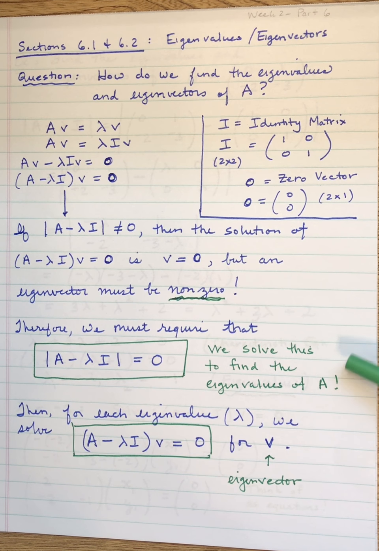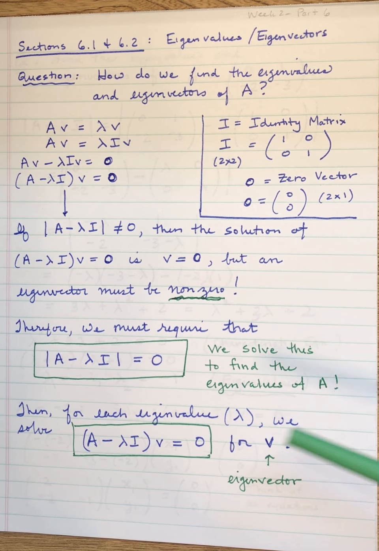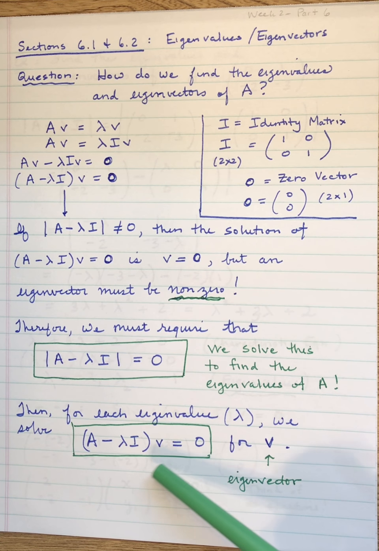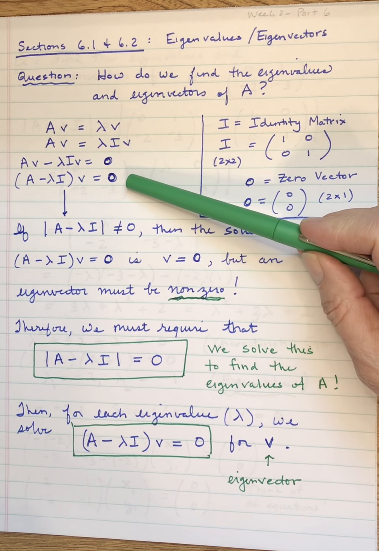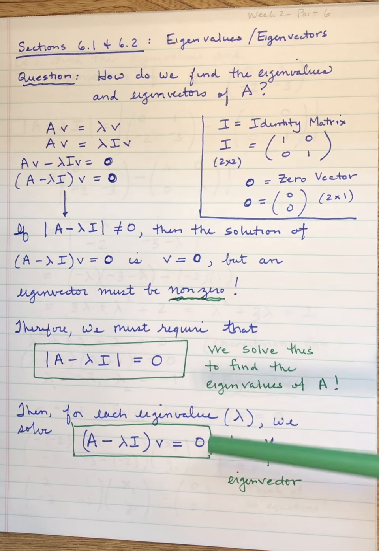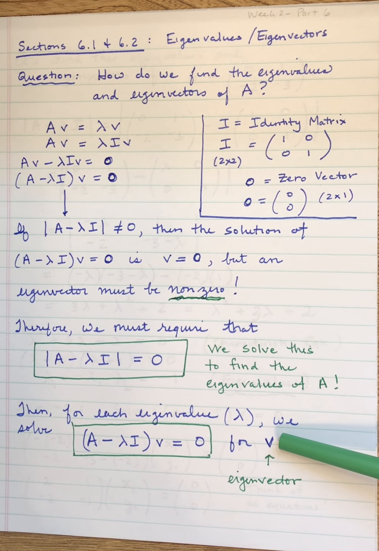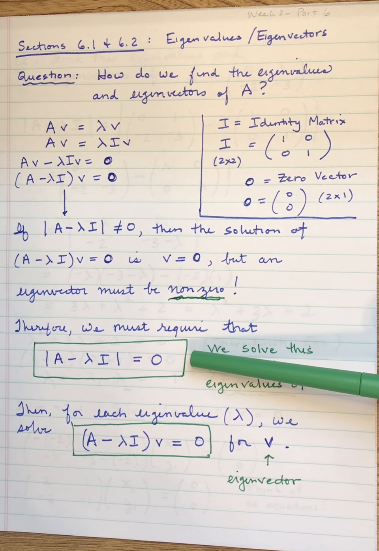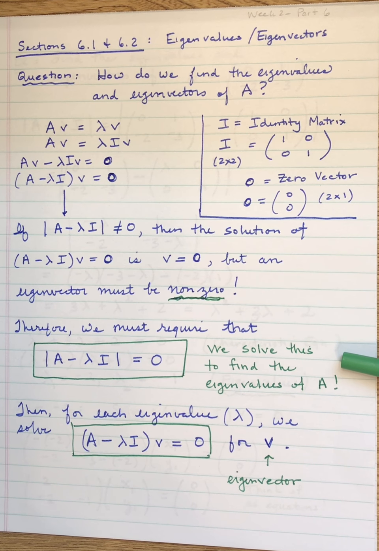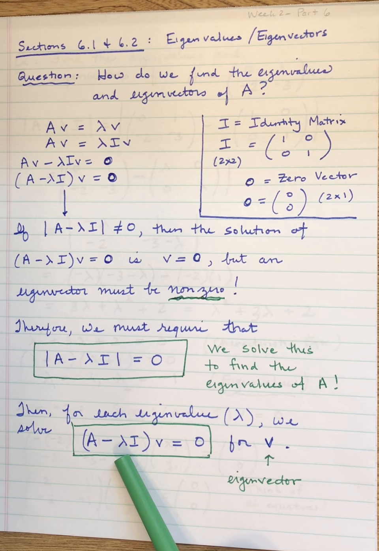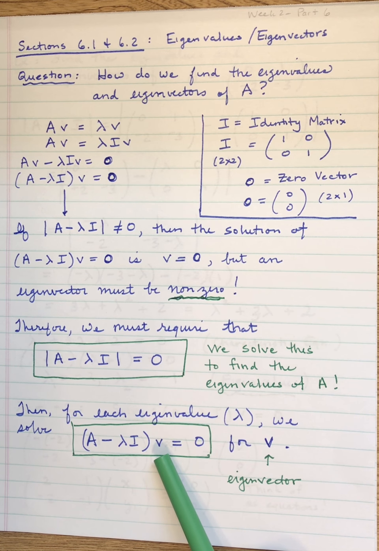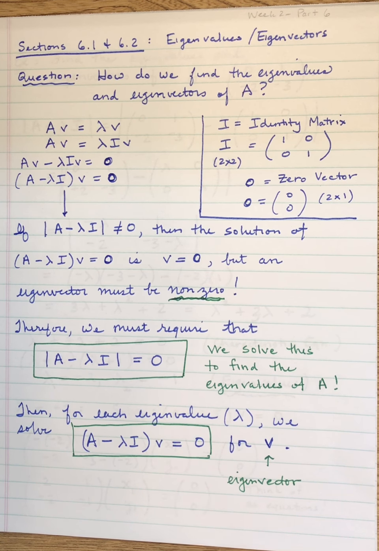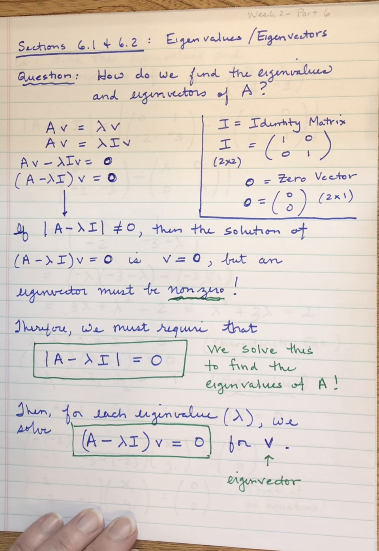So this is the equation that we solve to find the eigenvalues of A. Once we find the eigenvalues, for each eigenvalue we find, we go back to the system of equations here, and we solve that system for V, which is the eigenvector. So we solve the determinant of A minus lambda I equals 0 to find the eigenvalues. We solve the system for each eigenvalue we find for the corresponding eigenvector. So let's run through that process.